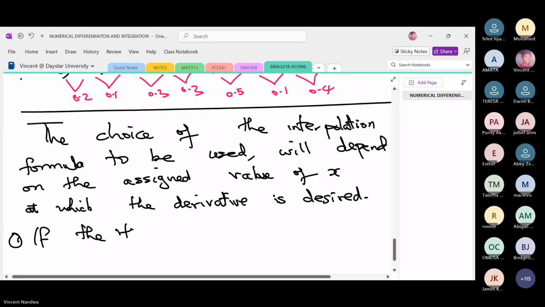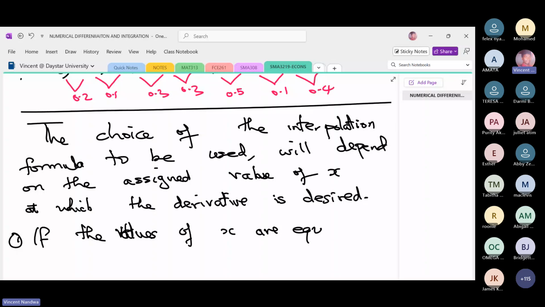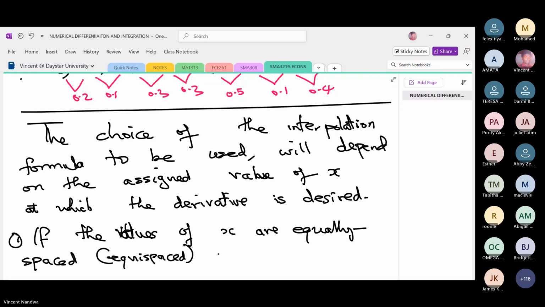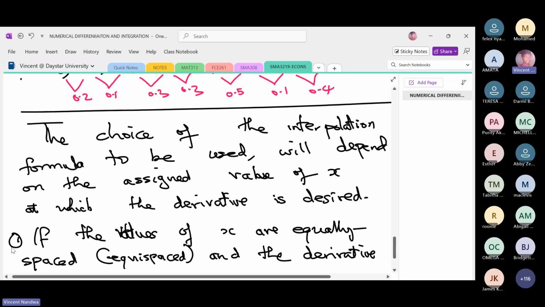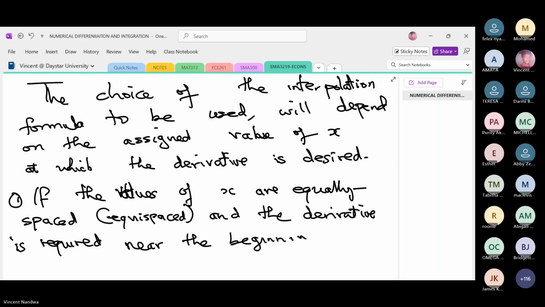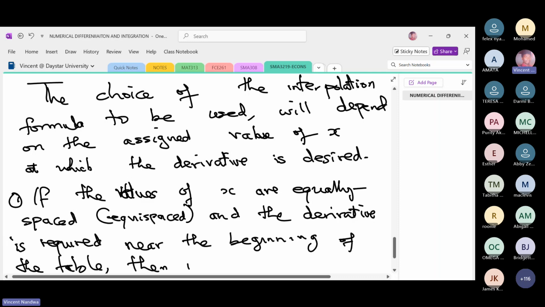If the values of x are equally spaced, and equally spaced sometimes we can say equispaced, and the derivative is required near the beginning of the table, then we employ Newton's forward formula.